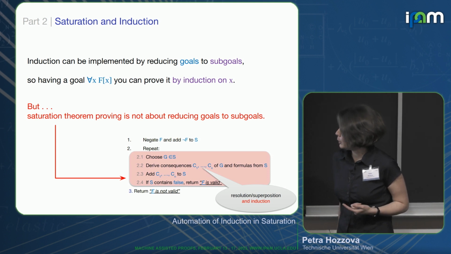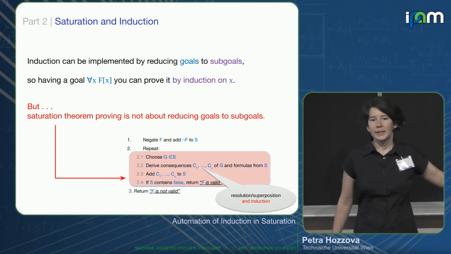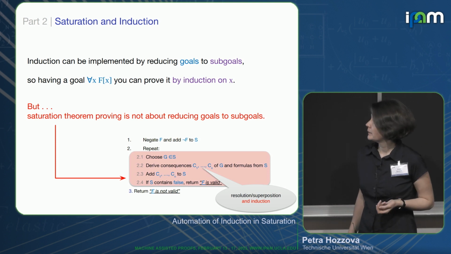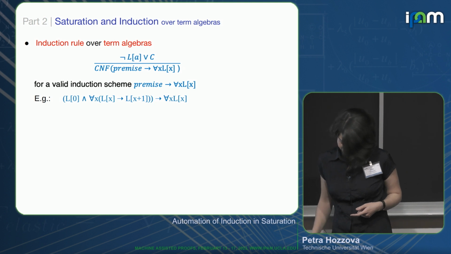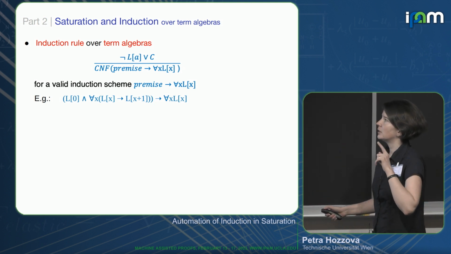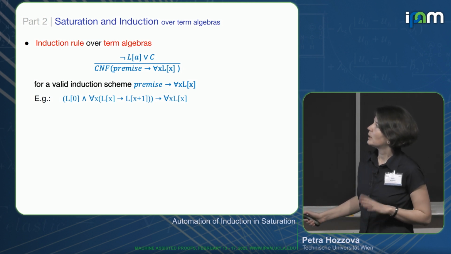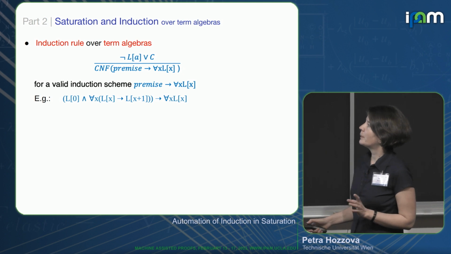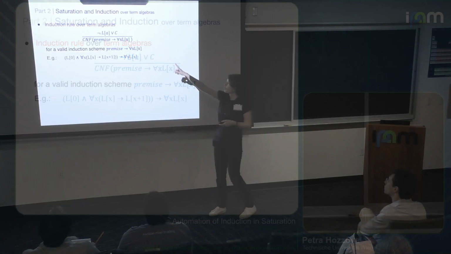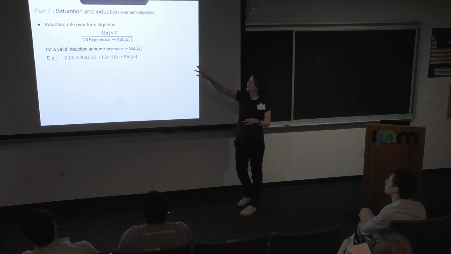So our solution to this problem is to add induction as yet another rule in the calculus that can be used. And we do it in this way. So we introduce an induction rule. This particular is induction rule over term algebras. I will also get to induction over integers later, but let me start with this. So the rule has one premise. The premise contains a literal, not LA, and that is the literal that we'll be trying to refute by induction. So essentially, we'll be proving LA by induction.